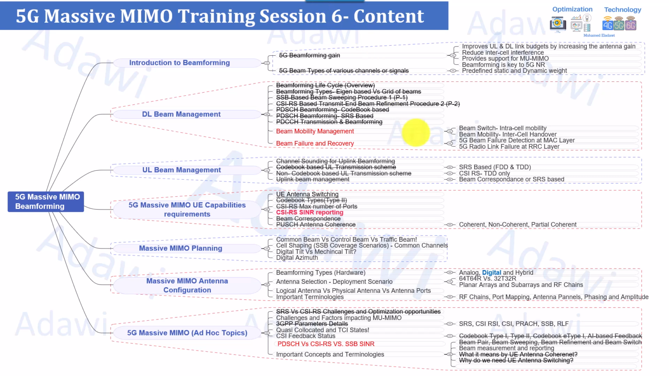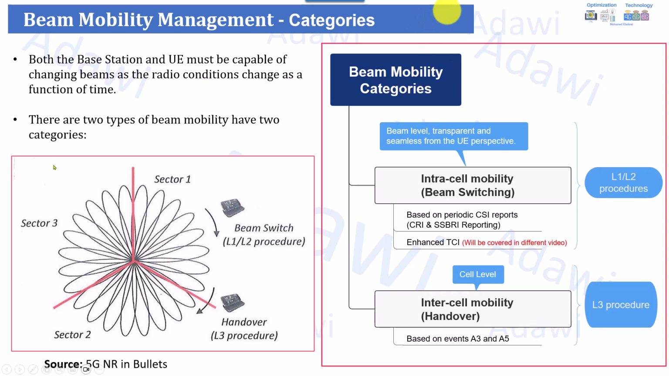So let's move now to cover the details about beam mobility management in today's video. As you can see in this slide, beam mobility management in 5G Massive MIMO is divided into 2 different categories, as you can see in the figure in the bottom left, or in the summary on the right side of the slide.